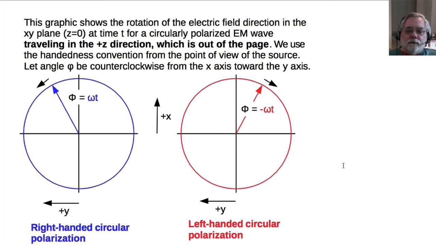This graphic shows the rotation of the electric field direction in the xy plane, z equals 0, at time t for those two circularly polarized electromagnetic waves. You can think of them as electromagnetic waves. Photons behave the same, but you will find more diagrams of polarization of electromagnetic waves than photons, so think of it that way.